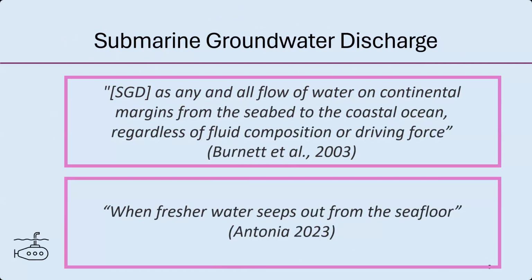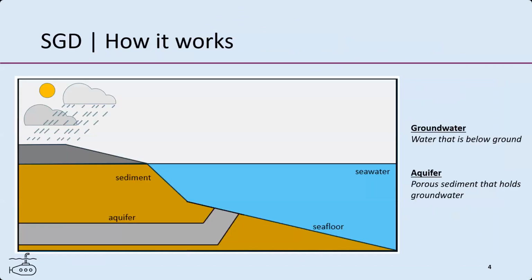continental margins from the seabed through the coastal ocean, regardless of fluid composition or driving force. So basically, it's when water that is fresher than seawater flows out from the seafloor and into the surrounding coastal environment. So how that works is you'll get water from rain or other forms of precipitation hitting land. That water then trickles down through the sediment and gets held in something that is called an aquifer. Aquifers are structures made out of porous rocks and soil, which hold and transport groundwater.